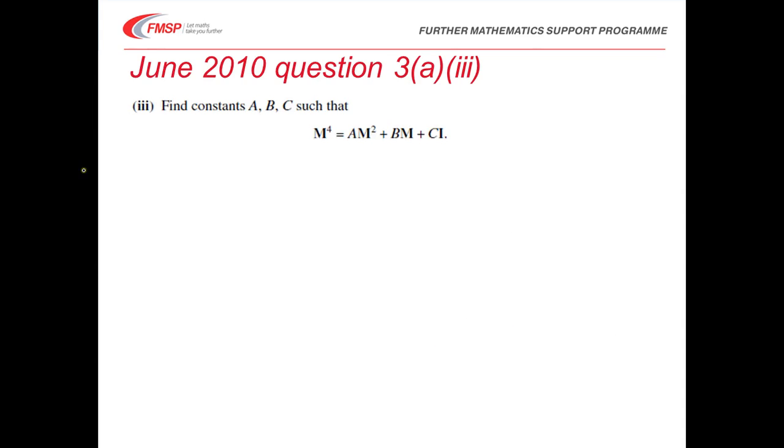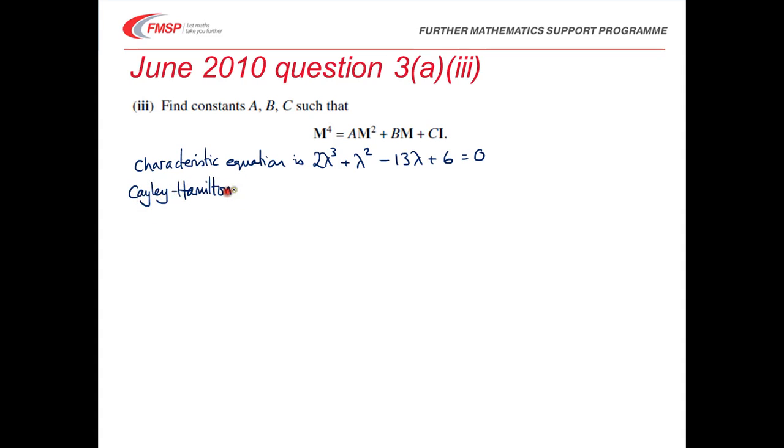Now I need to use the Cayley-Hamilton Theorem. So my characteristic equation, which I was given at the beginning of the question, is 2 lambda cubed plus lambda squared minus 13 lambda plus 6 equals 0. The Cayley-Hamilton Theorem tells me that my matrix satisfies that equation, so 2M cubed plus M squared minus 13M plus 6. Don't forget to put in the identity, we can't mix numbers and matrices.